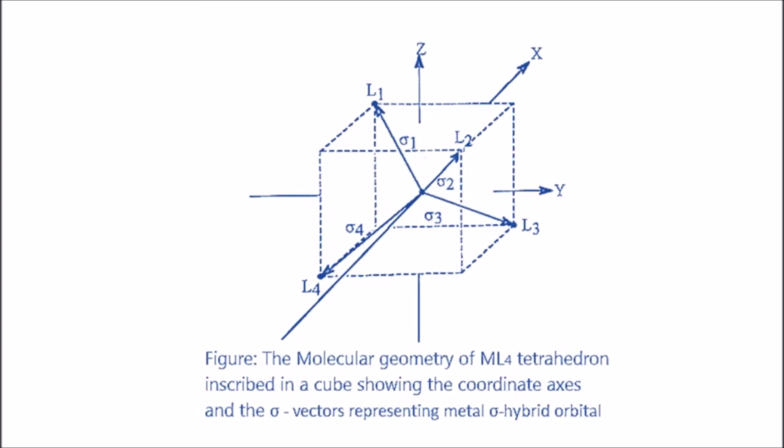This is the Cartesian coordinate system. I have already explained earlier that this is the central metal ion and it is inscribed in a cube: ligand 1, ligand 2, ligand 3, ligand 4, and this is how the X, Y and Z Cartesian arrangement would be. So this picture is the molecular geometry of the ML4 tetrahedron inscribed in a cube, showing the coordinate axes and sigma vectors. This indicates the sigma vectors, sigma 1, 2, 3 and 4, representing the metal sigma hybrid orbitals.